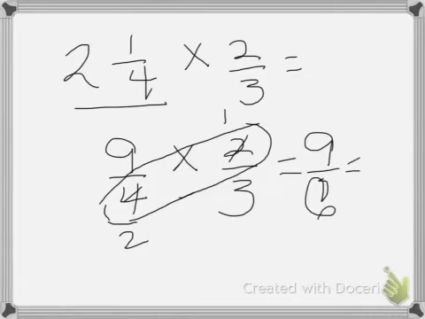9 over 6, divide the 6 into the 9, changing it to a mixed number, will give you 1 and 3/6. You can still reduce the 3/6 to 1 and 1/2.